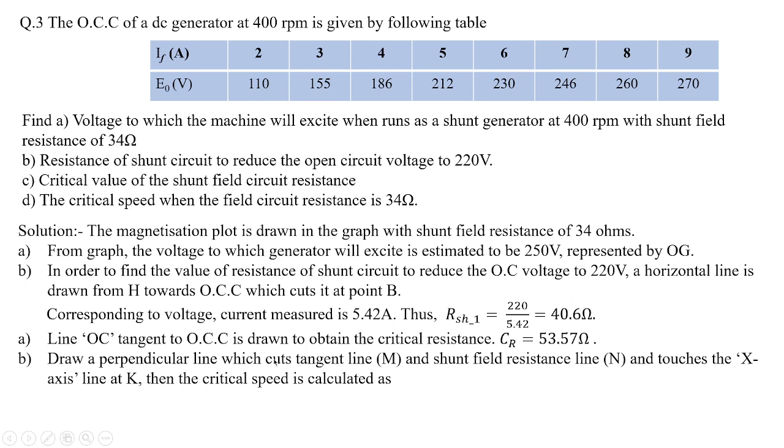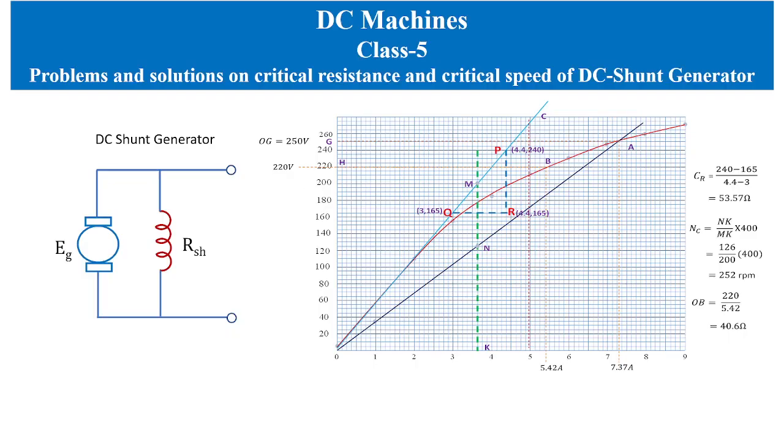And when you draw a perpendicular line which cuts the tangent line at M, the shunt field resistance line at N, and touches the x-axis at K, then the critical speed is calculated as 252 rpm. So I hope you have understood how we have solved the problem of critical resistance and critical speed from the given data on the top left column.